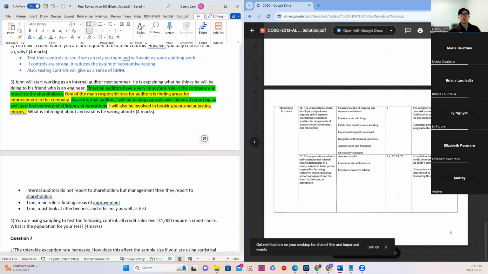Okay, so Brianna. Well, just because there's kind of an independence problem. You can't have the auditor be the same one booking the entries. So why can't the internal auditor be booking the year-end entries?